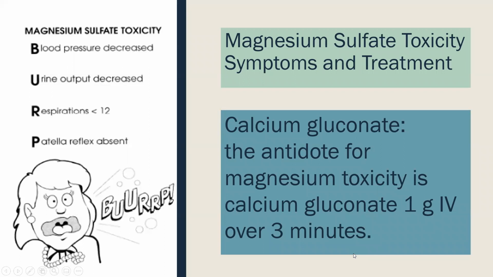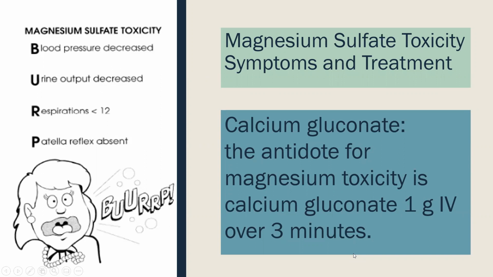Magnesium sulfate is a high-risk medication, meaning it needs an independent nurse double check. So two nurses need to independently do all of their eight rights on the medication. And because we're using it in such high dosages in labor and delivery, we need to pay very close attention to how the mom is reacting.